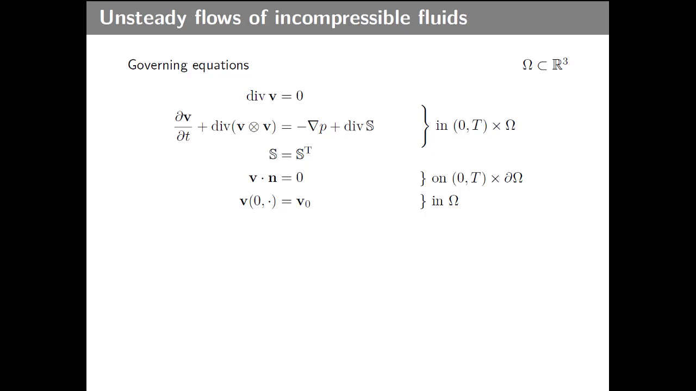So in the incompressible setting, for the general description of incompressible fluids, if we are not interested in thermal effects, this is the description. We have the velocity field, which consists of three components, and this divergence-free constraint. P is the normal mean stress, which is due to the fact that the fluid is incompressible, so it is a part of the unknown. And S is the part of the Cauchy stress tensor that can be specified constitutively.